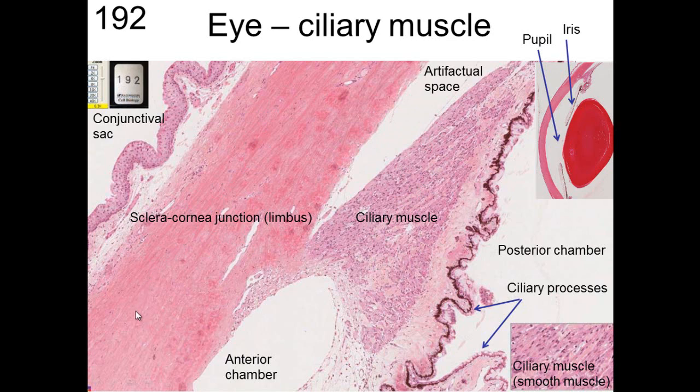Cornea has no blood vessels in it because that would interfere with light coming through. And right where you start picking up these blood vessels here is the sclera cornea junction, and that's known as a limbus.